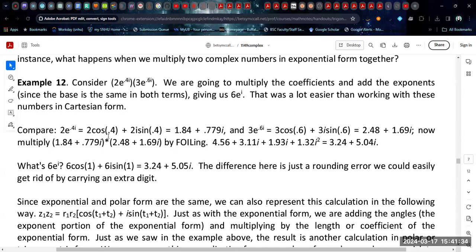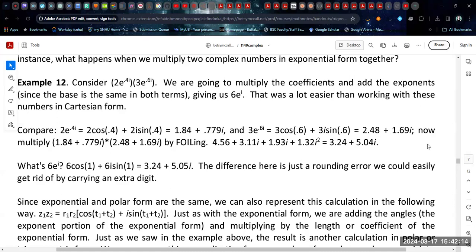Now, if we were to put these back in rectangular coordinates, we would first convert each one. So 2 is our radius, and 0.4 is our angle. So 2 times cosine of 0.4 in radians, plus 2 times i, sine of 0.4, again in radians, would give me approximately 1.94 plus 0.779i. And then I do the same thing for the second term. This is my radius of 3, and my angle is 0.6 in radians. And I would get this approximately, again, rounded to 2 decimal places.